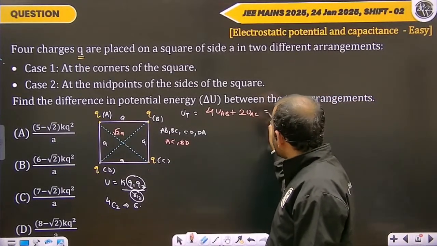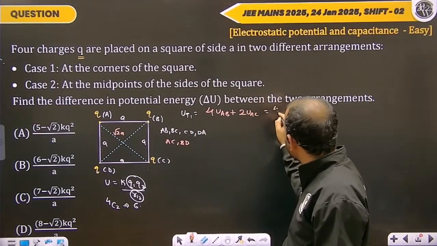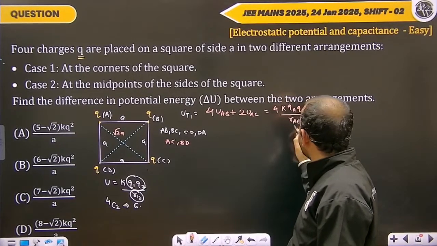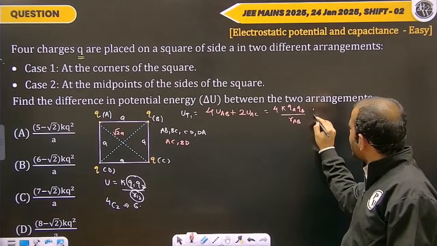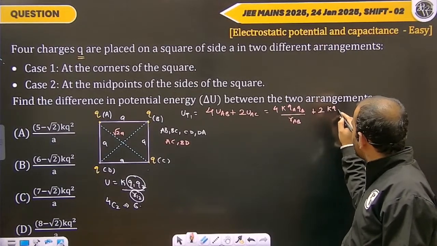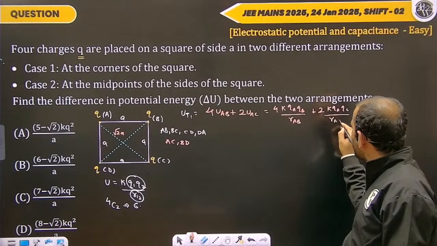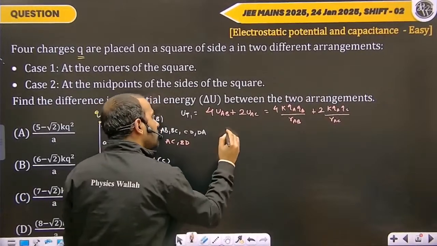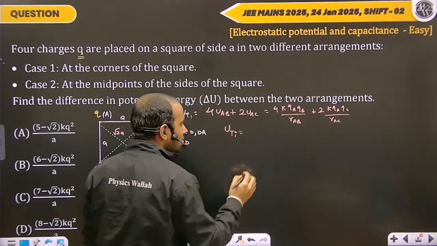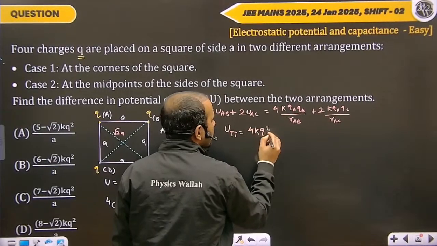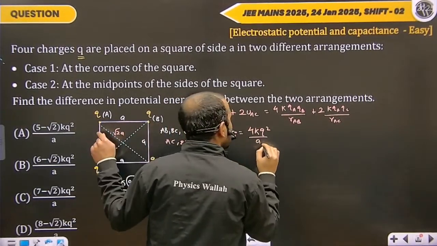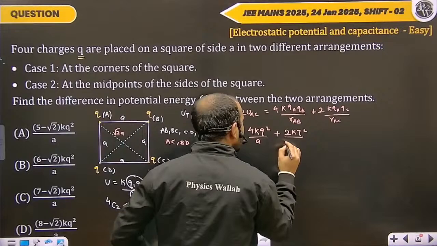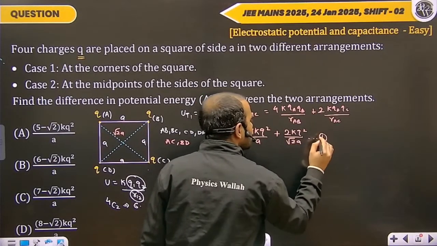Now what will be the total energy? In the very first case, the total energy is 4 K QA QB divided by RAB, right? Now the next one will be 2 K QA QC divided by RAC. Okay, so let us substitute the values. Total energy initial will be 4K Q square by RAB, and RAB is basically A. Plus 2K Q square divided by RAC. What is the RAC value? It will be root 2A. Let us take this as equation number 1.